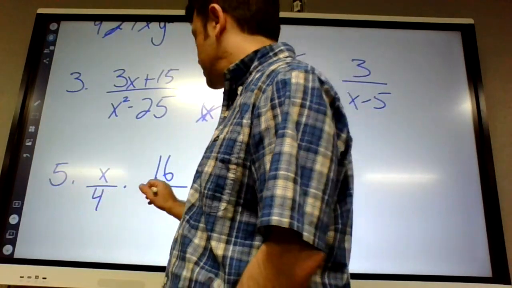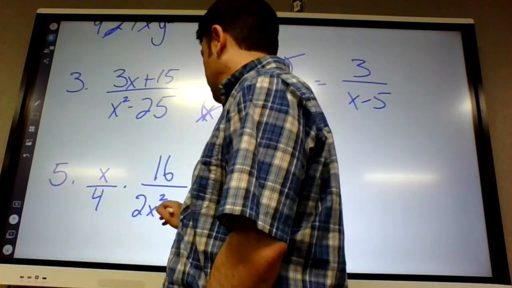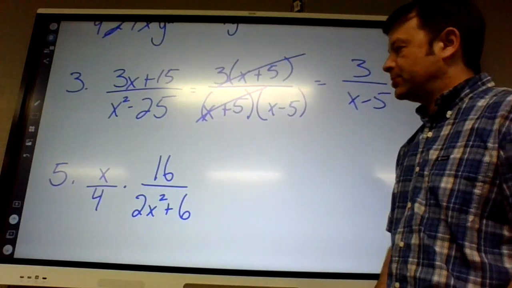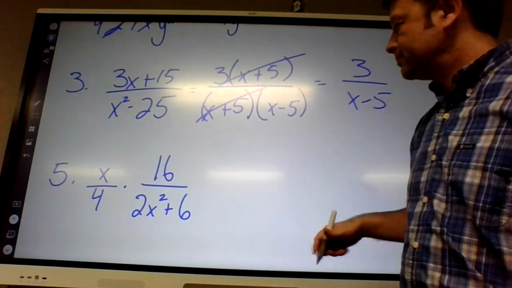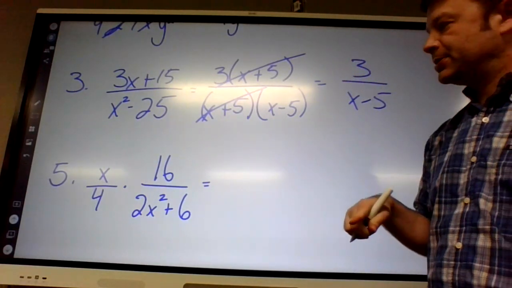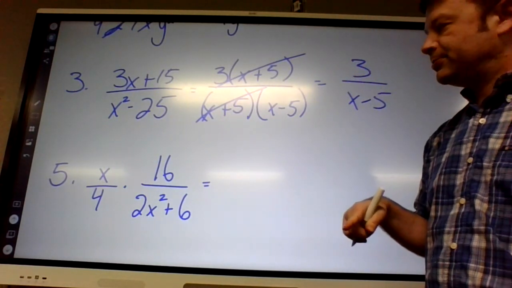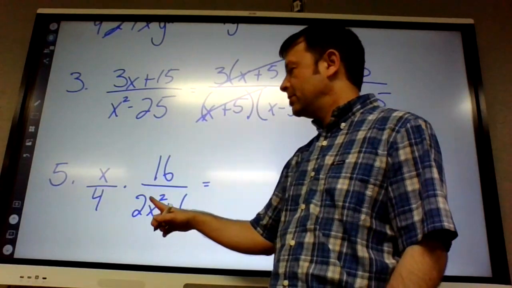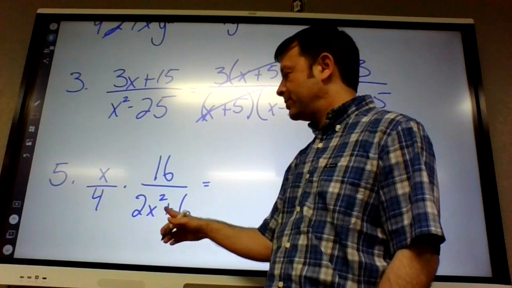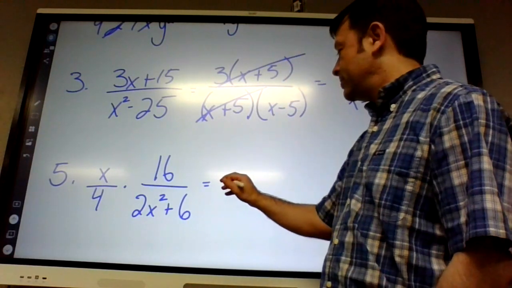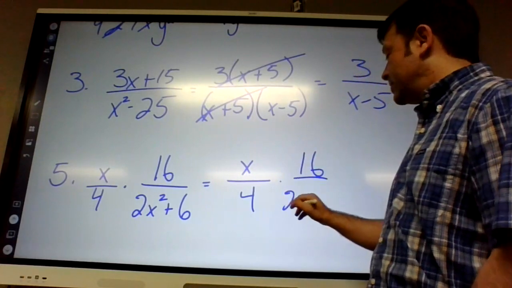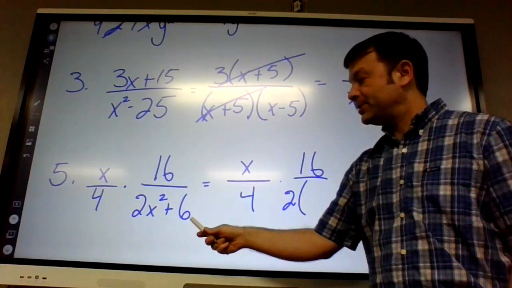Number 5, x over 4 times 16 over 2x squared plus 6. All right, what can I do on this one? No, cross multiply is for equations. Cross cancel, but before I do that, does any of these factor? It's the only thing that's not one term is this. What can I do to the bottom right? Take a 2 out. So 2 comes out, and then what's left if I divide these by 2?